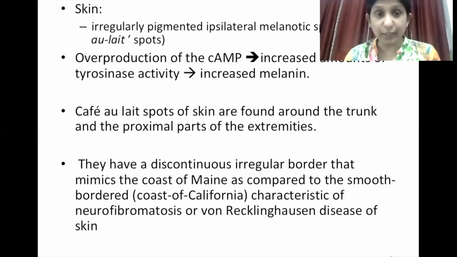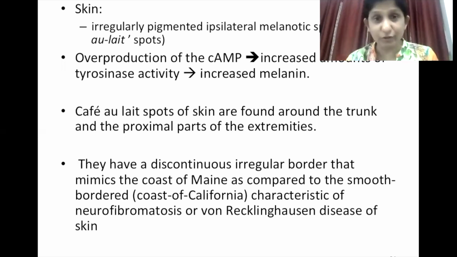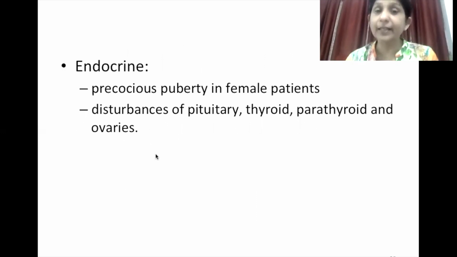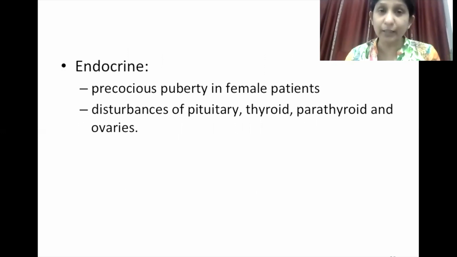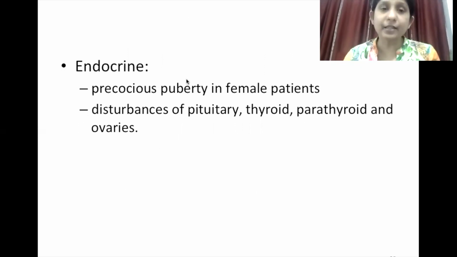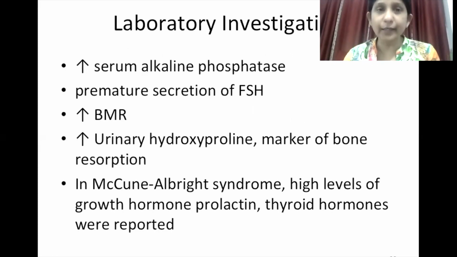And if you look at the United States map, that's how the US researchers have explained the border of these small lesions to be. And we also find endocrine abnormalities. That's the last abnormality, as I said. In the last stage, you have these endocrine abnormalities where you find precocious puberty in females. Precocious puberty means very early the female child will have the pubertal growth spurt. So there is disturbance of pituitary, thyroid, parathyroid, and the ovaries.